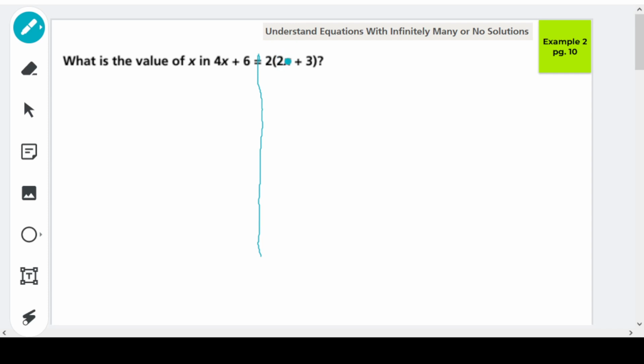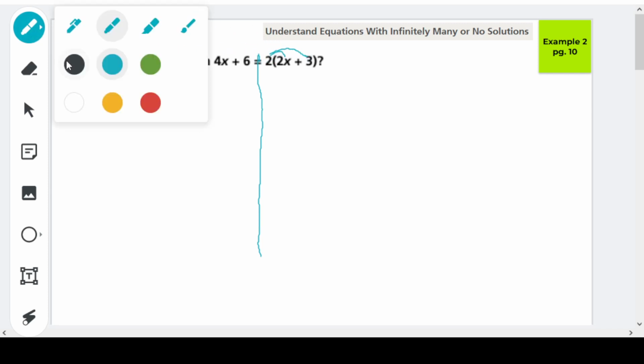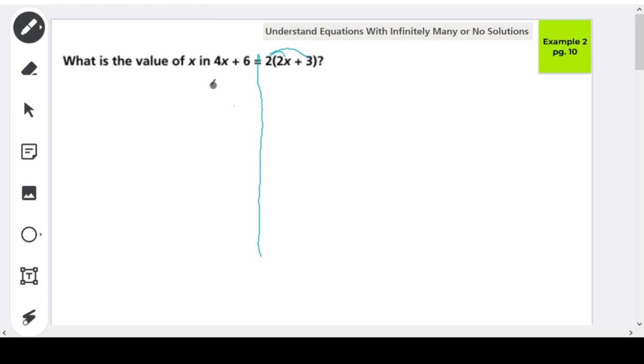Now, this variable is stuck inside of these parentheses. So my beginner step here will be to distribute this 2 so that the parentheses kind of open up. Sorry for my handwriting here. This is not so hot. So I have 4x, and then 2 times 3 is 6.